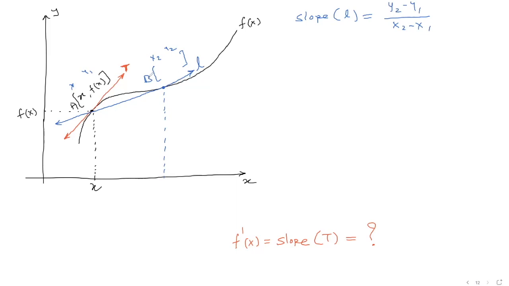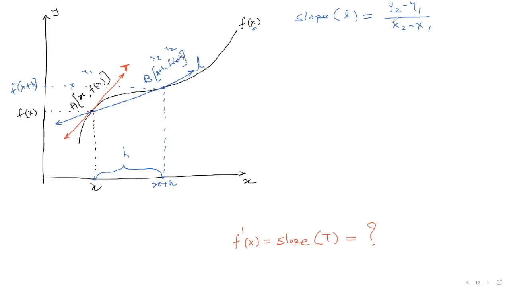So for that, I need to find the coordinates of B. Let us assume that point B is h distance away. Now watch carefully. The distance between this point and this point is h. So if this is 4, this is 4 plus h. So this is x plus h. B has x coordinate x plus h. And because it is on the function f, you just replace x by x plus h, so the y coordinate of B will be f of x plus h.